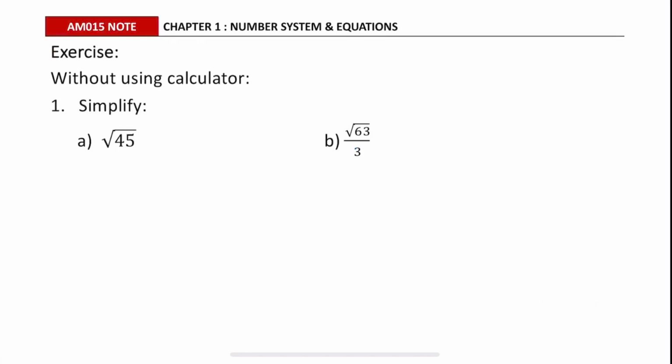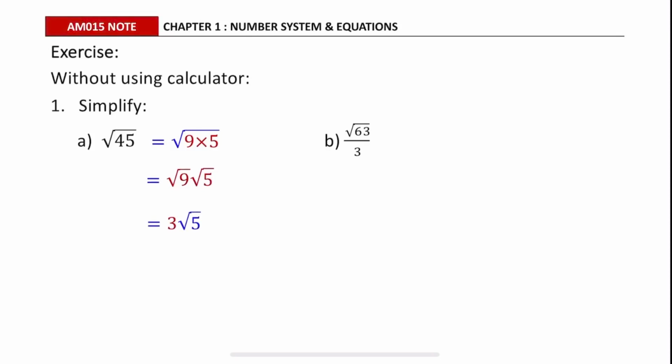For this question, we want to simplify these two surds without using calculator. Question 1a is square root of 45. In order to simplify this, you have to write 45 as multiplication of two numbers, where one of the numbers must be a square number. In this case, we can write 45 as multiplication of 9 and 5. Then split it into two surds. And by simplifying square root of 9, we will get the answer 3 square root of 5.